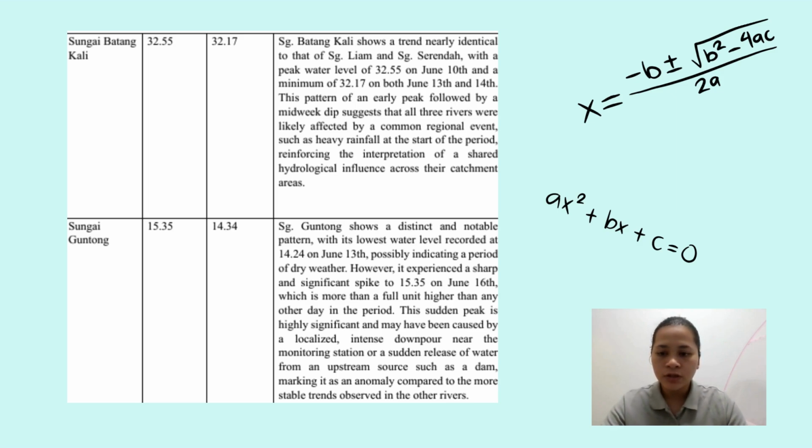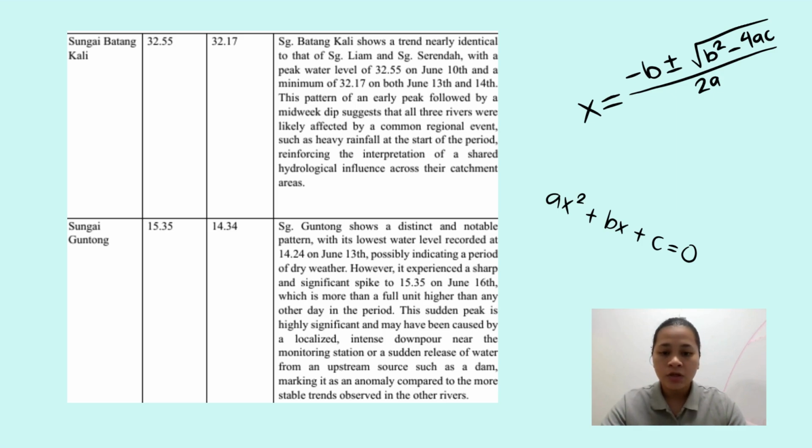And fourth is at Sungai Guntong. Maximum 15.35 and minimum 14.34. Sungai Guntong shows a distinct and notable pattern, with its lowest water level recorded at 14.24 on June 13, possibly indicating a period of dry weather.